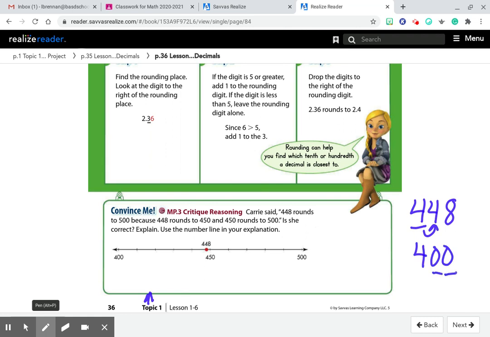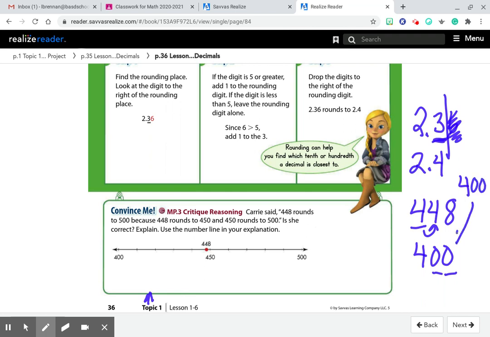In decimals, when we're rounding a decimal, everything after the rounding place has to disappear. So we said this rounds to 2.4. In whole numbers, we don't just round 448 to 4, because that would mean 4 ones. We need to make sure we've got it in the right place value. So it rounds to 400. Be careful on that. That's the difference between whole numbers and decimals. Whole numbers, everything after the rounded number becomes a 0. In decimals, everything after the rounded number disappears. It's gone. We don't need it there.